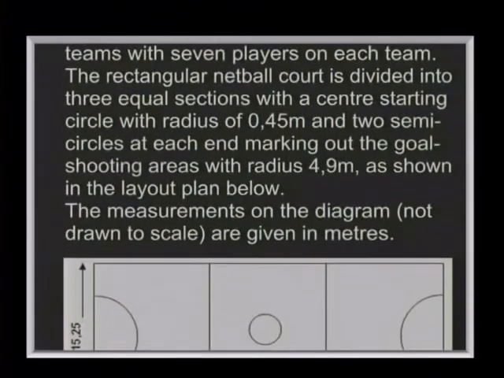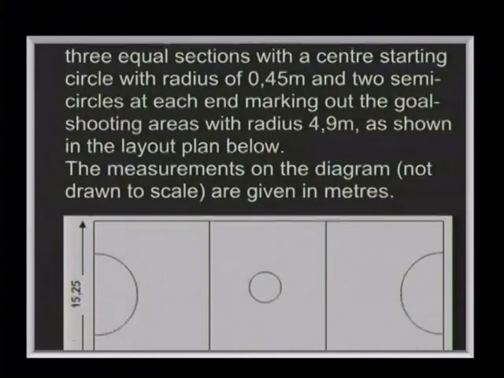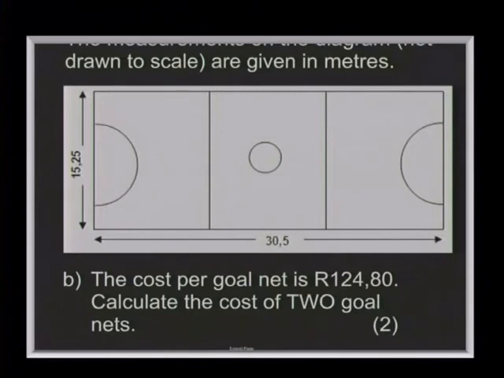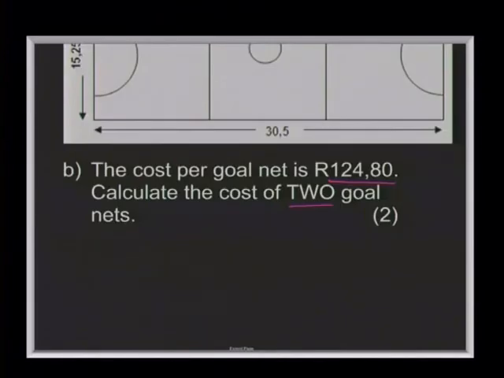So again, we've got our explanation, and we need to know the cost per goal is 124 Rand 80. Calculate the cost of 2 goals. We're going to need a goal on either side, so this is quite a simple calculation, and we're going to get these kind of questions even in amongst this area and volume and perimeter. We're going to get all of a sudden a simple calculation like this. So look out for those kind of easy marks.